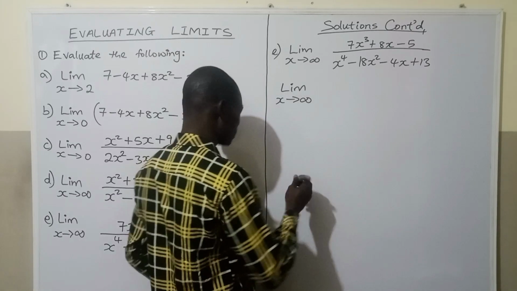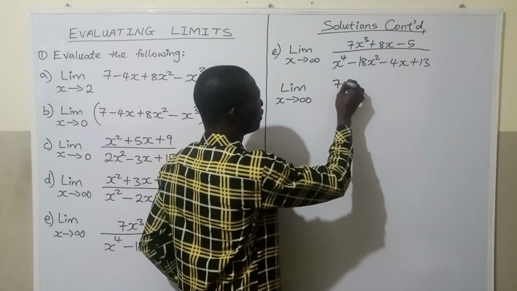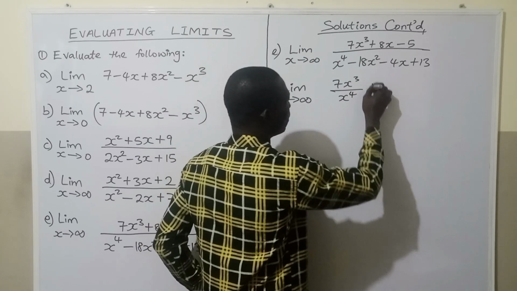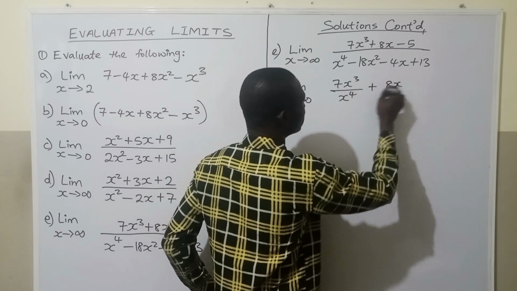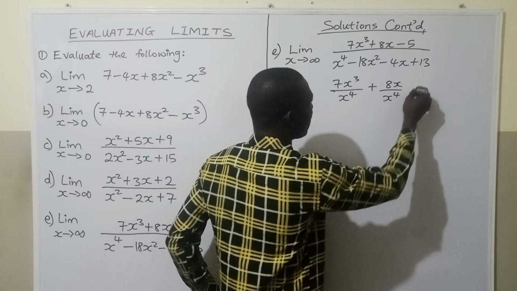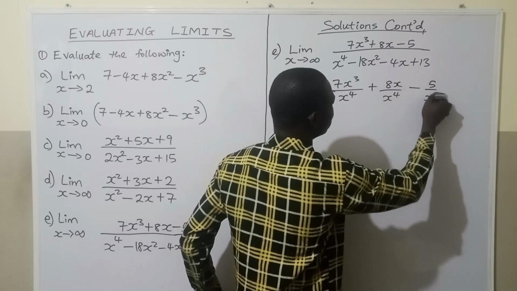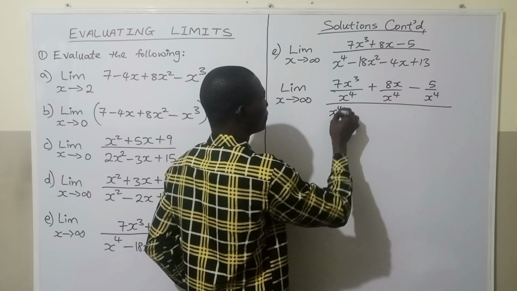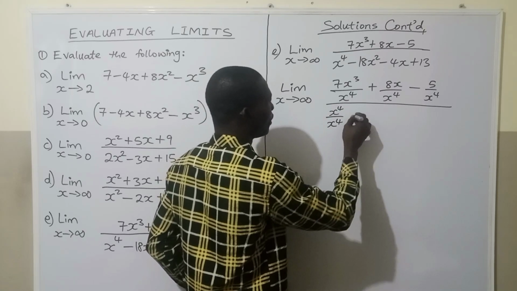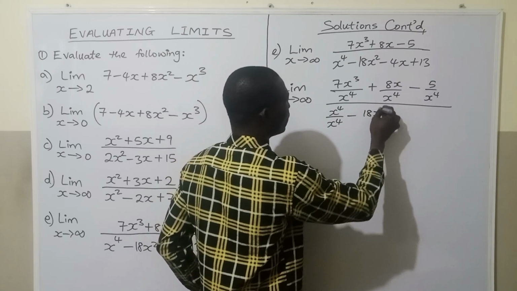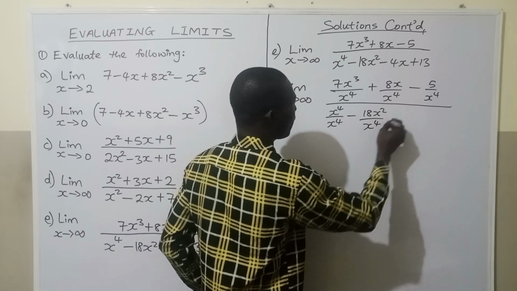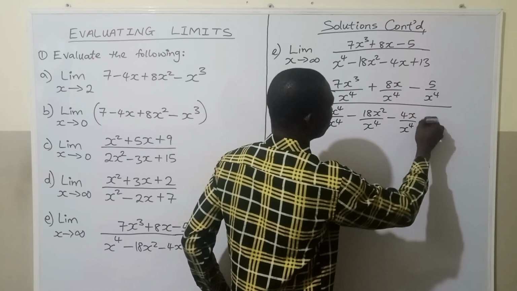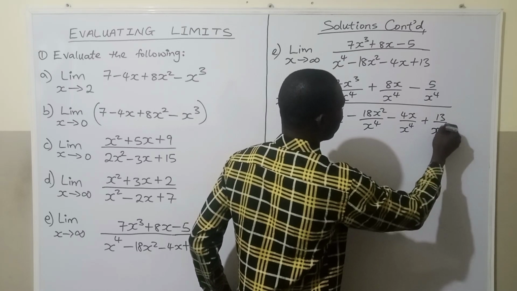Alright, so we have this limit, and that's going to be 7x to the third power over x raised to power 4, and then plus 8x still over x raised to power 4 minus 5 over x raised to power 4. So all together over x to the fourth power over x to the fourth power minus 18x squared over x to the fourth power minus 4x over x raised to power 4, and then plus 13 over what? X raised to power 4.